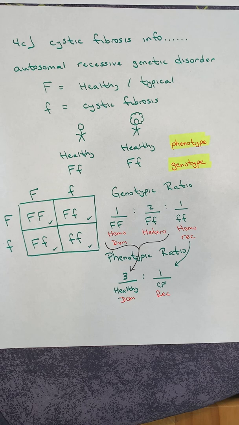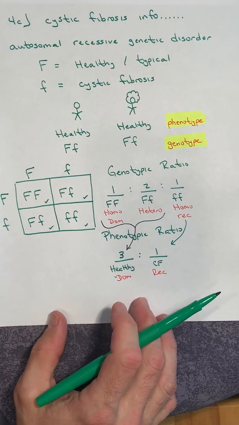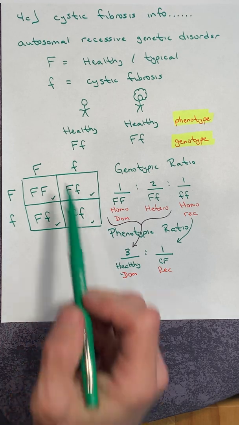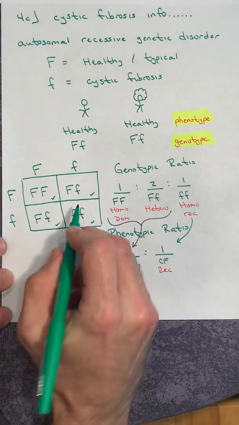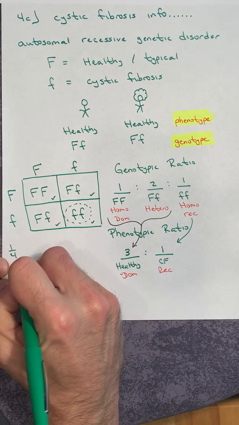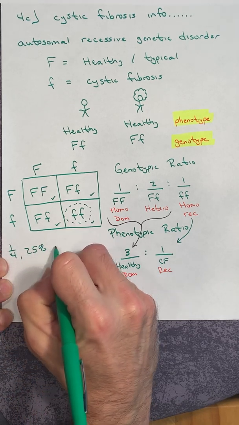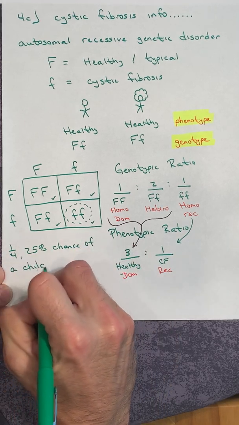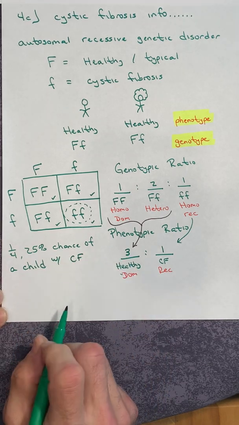And then the punchline of the problem is you play the role of the genetic counselor. You get a couple that walks into your office and says, hey, we have a family history of cystic fibrosis. We've done a genetic screen and found out that both of us are carriers for cystic fibrosis. What does that mean? And as a genetic counselor, you would sit down, you would draw this out for them, and you would say, hey, you have a 1 in 4 chance, a 25% chance of having a child with cystic fibrosis.